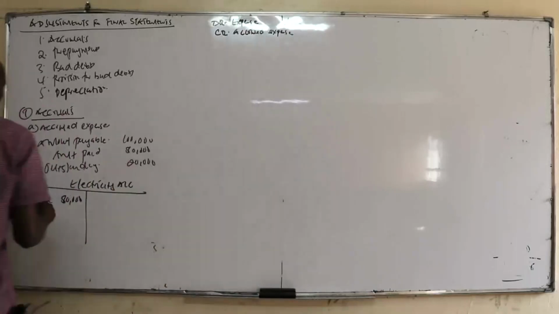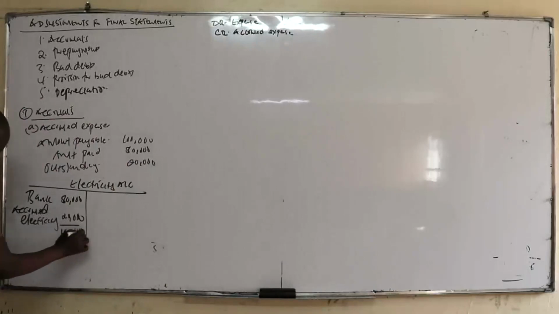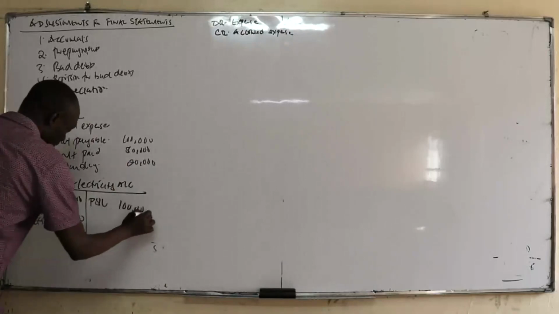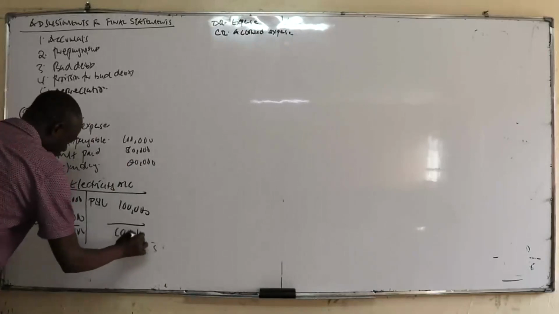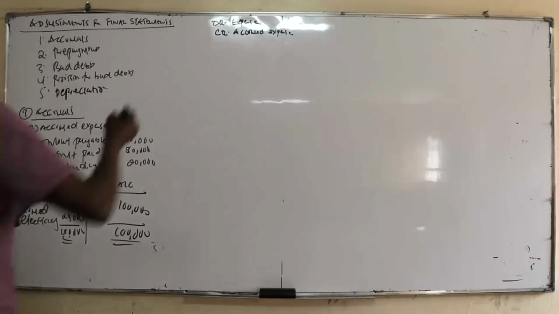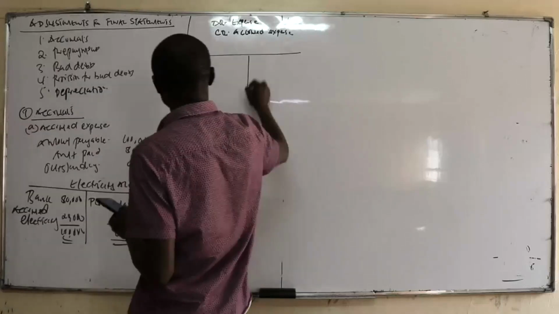So you're going to write here accrued electricity, 20,000. So total will be 100,000. And this one is the one that you're going to charge in the income statement, which you write P&L 100,000. So in your income statement, you're going to recognize the expense for electricity as 100,000, not 80, the one that you paid.